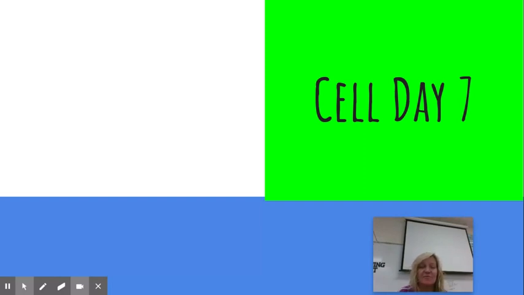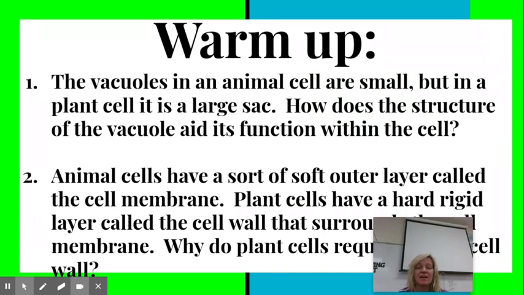All right, so warm up. Number one, don't forget to pause it before you listen to the answer. The vacuoles in an animal cell are small, but in a plant cell, it is a large sac. How does the structure of the vacuole aid in its function within the plant cell? So why is the plant cell vacuole bigger?